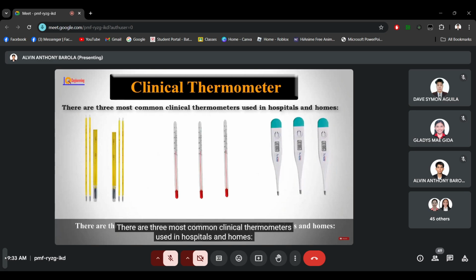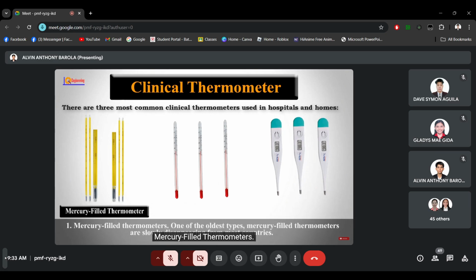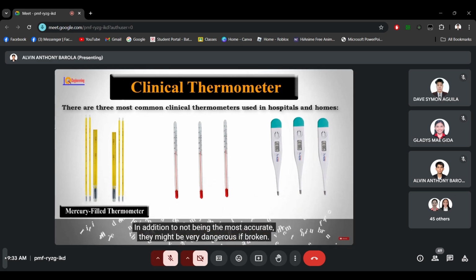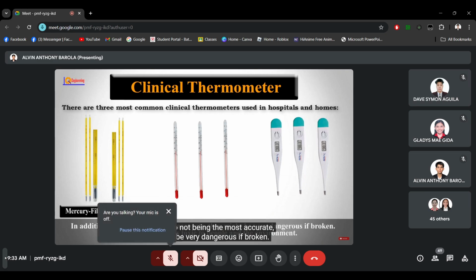There are 3 most common clinical thermometers used in hospitals and homes. Mercury-filled thermometers. One of the oldest types. Mercury-filled thermometers are slowly disappearing from most countries. In addition to not being the most accurate, they might be very dangerous if broken. The mercury inside is toxic to people and the environment.